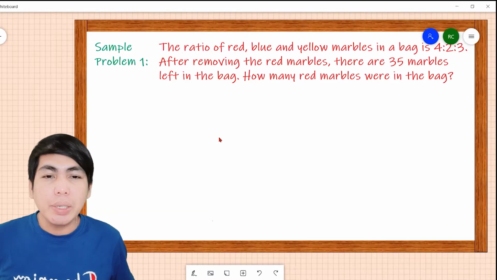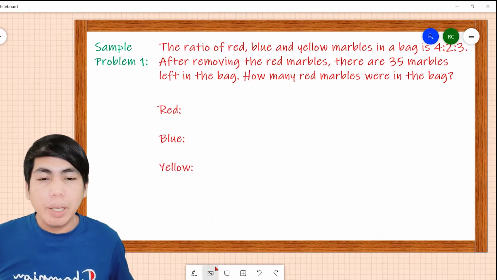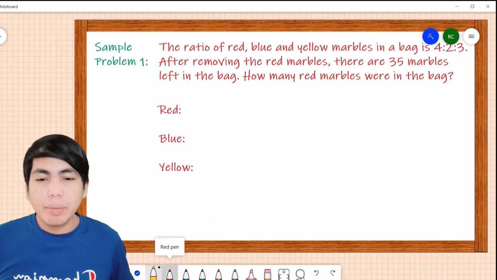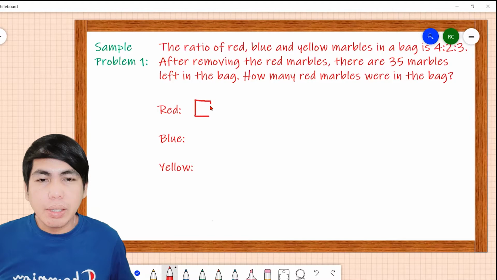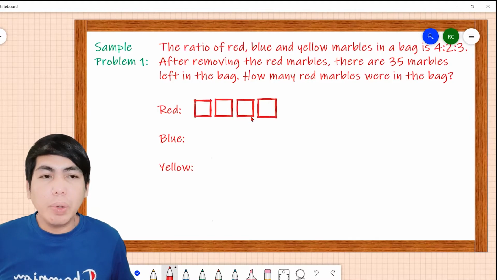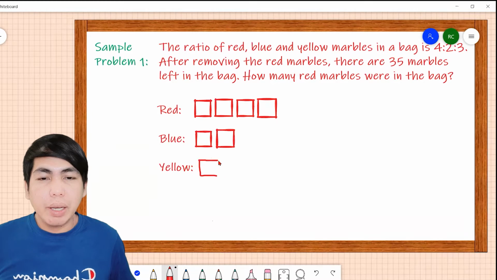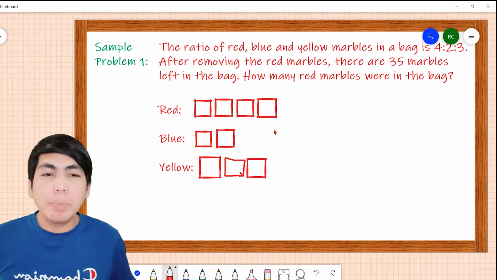First is for us to represent the number of red, blue, and yellow marbles in the bag through the use of blocks. Based on the problem, the ratio of red is 4, to be represented by 4 blocks, while there are 2 blue marbles to be represented by 2 blocks. While the yellow marbles, there are 3, to be represented by 3 blocks. Now, after removing the red marbles, there are only 35 marbles left.